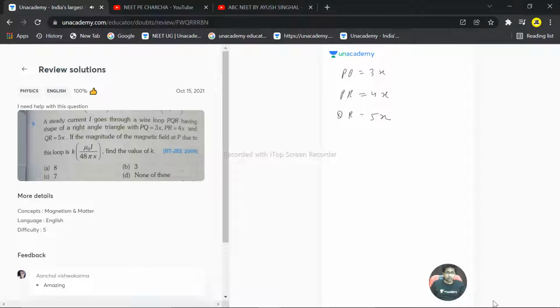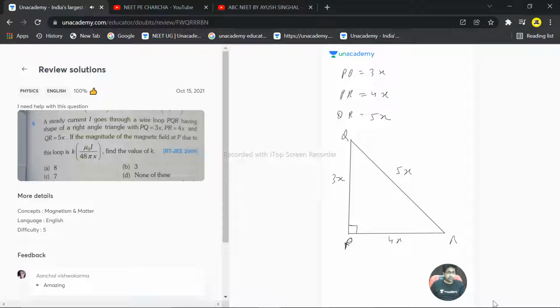So let's make the triangle PQR. It is something like this. This is a right angle triangle we have with us. I'll name this triangle PQR, with P, Q and R, and I have made the right angle at P. So this is the figure we have. PQ is given as 3x, PR is 4x, and QR is 5x. That's why I have made a right angle at P. So this is the figure we are getting.